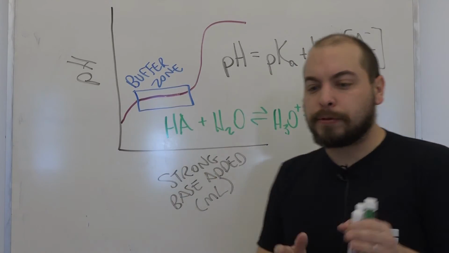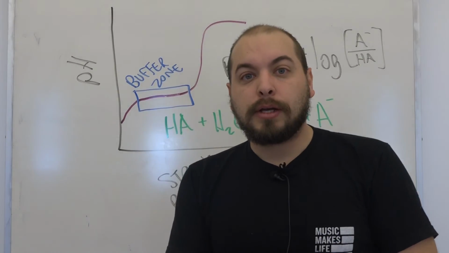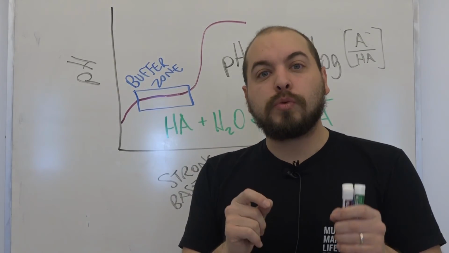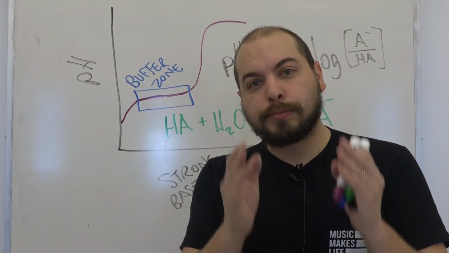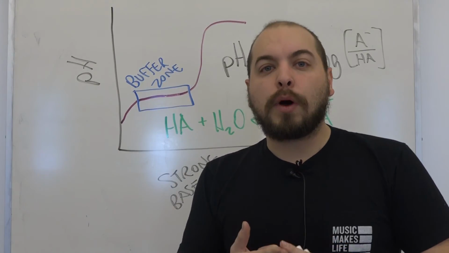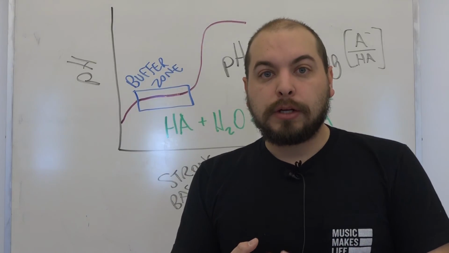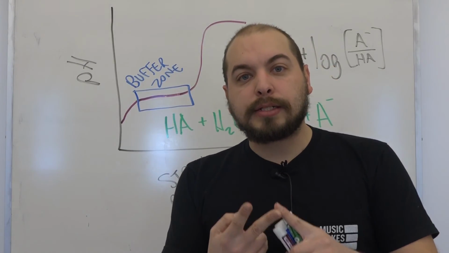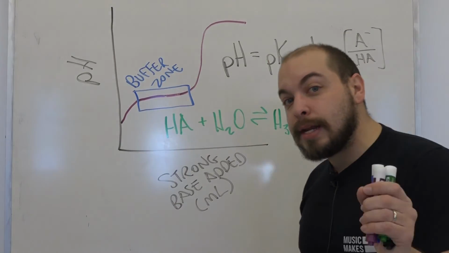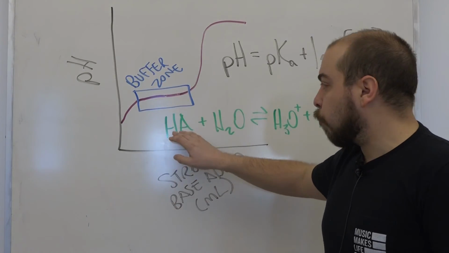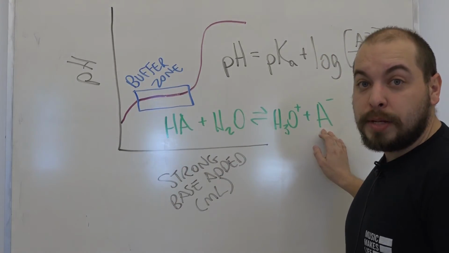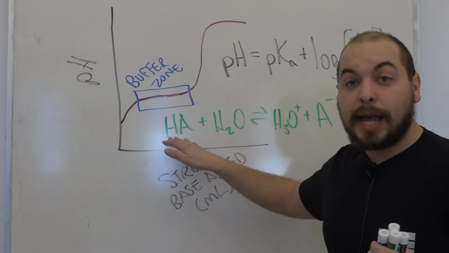So the keys to buffers, this is what you need to know with buffers. All right, and this is something you're going to have to do in terms of your own practice problems today. Number one, recognizing where a buffer is going to be most effective. Two, recognizing the fact that buffers are created by equal amounts of weak acid and its weak base conjugate, or weak base and its weak acid conjugate.